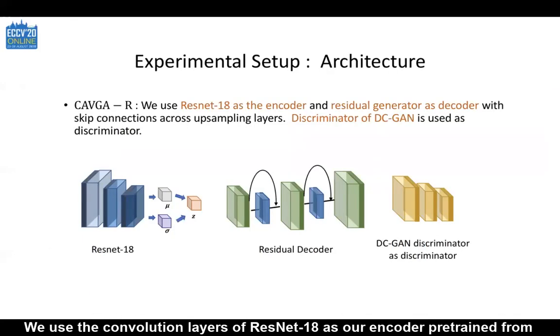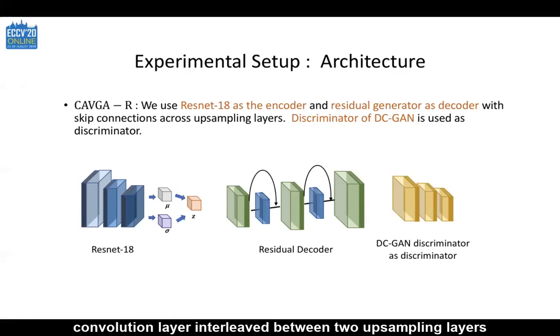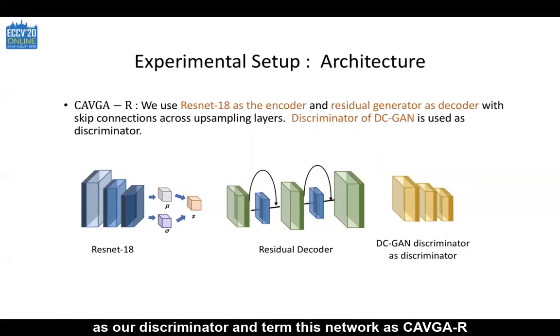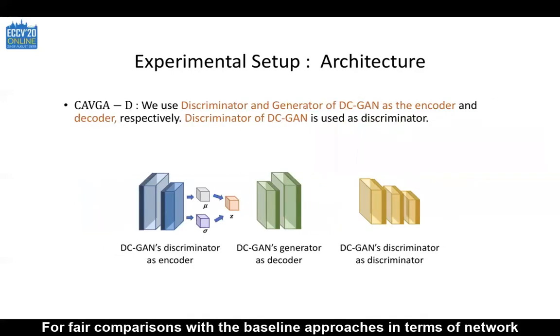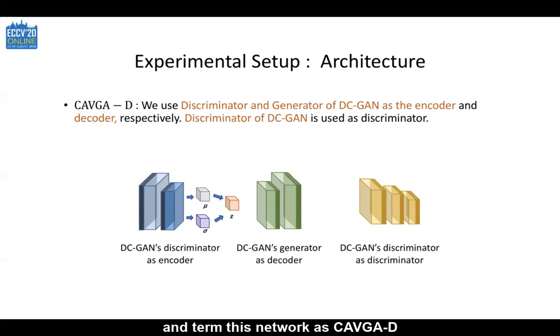We use the convolution layers of ResNet-18 as our encoder, pre-trained on ImageNet and fine-tuned on each category or scene individually. We use a residual decoder with a convolution layer interleaved between two upsampling layers. The skip connection is added from the output of the upsampling layer to the output of the convolution layer. We use the discriminator of DCGAN, pre-trained on the CelebA dataset and fine-tuned on our data, as our discriminator, and term this network as CAVGA-R. For fair comparison with the baseline approaches in terms of network architecture, we use the discriminator and generator of DCGAN pre-trained on the CelebA dataset as our encoder and decoder respectively. We keep the same discriminator as discussed previously and term this network as CAVGA-D.